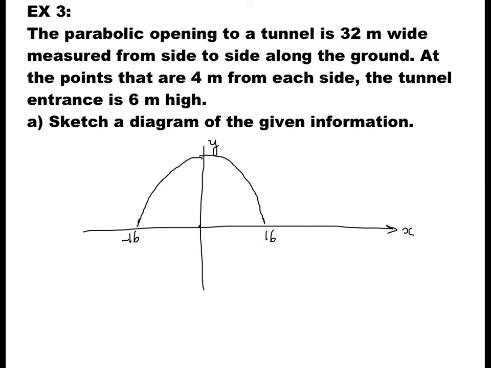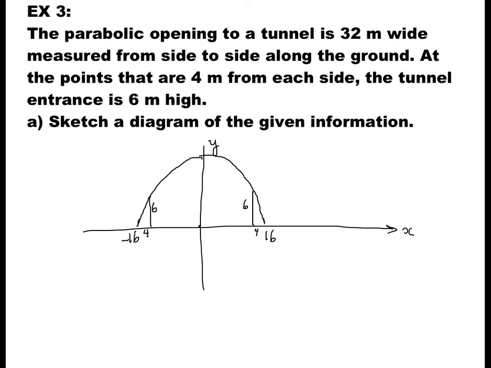Now we have 2 points on the ground which is 4 meters from each side. So this is 4 meters here, and there is another point which is 4 meters from the other side. Now the height here is 6 meters. So this is 6, this is 6. Sketch a graph. This is our graph.